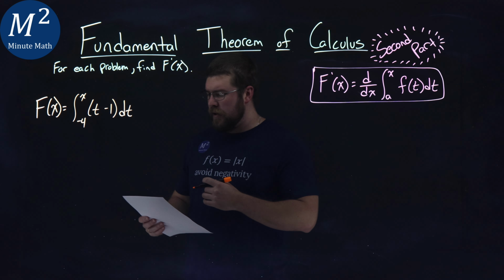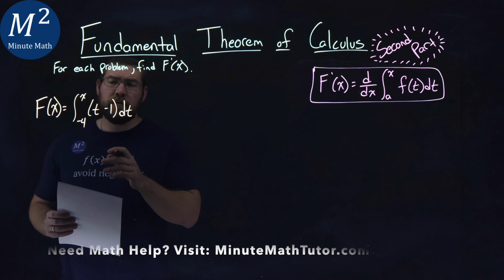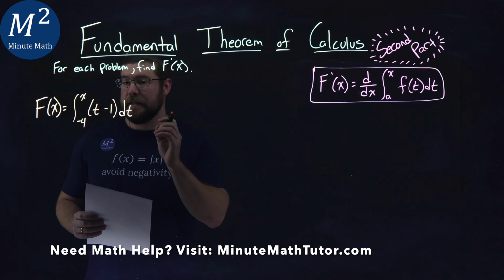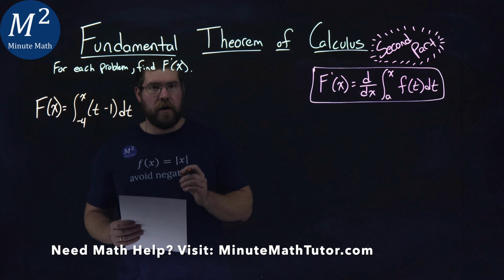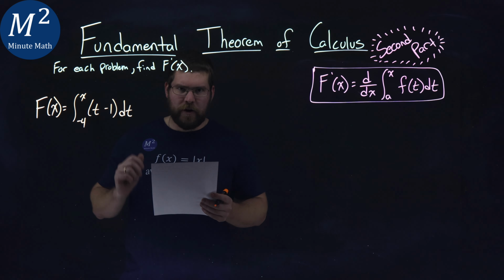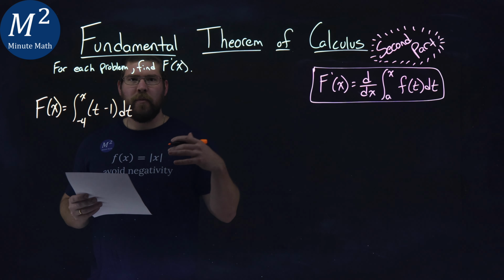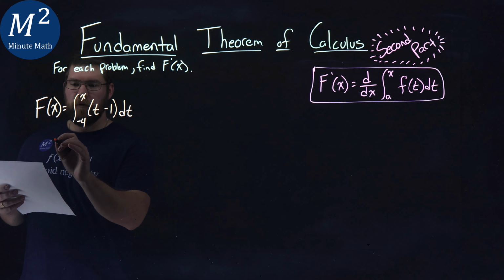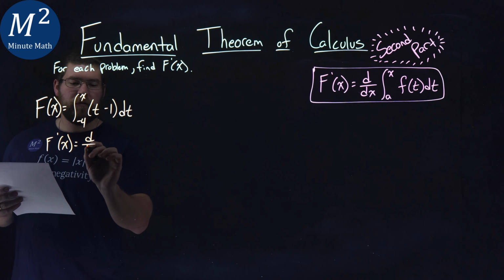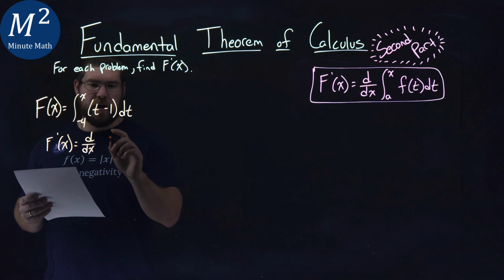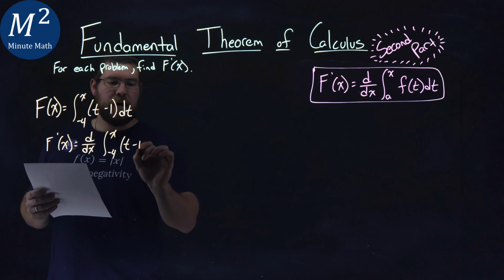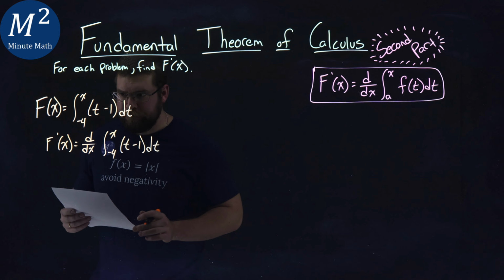We're given this problem right here. Capital F of x is equal to the integral from -4 to x of t minus 1 dt, and we want to find F prime of x. Using the second fundamental theorem of calculus, F prime of x is equal to d over dx of F of x, so the integral from -4 to x of t minus 1 dt.